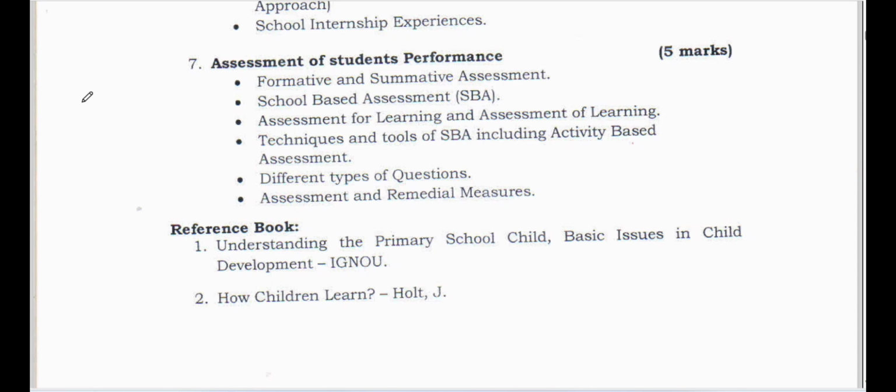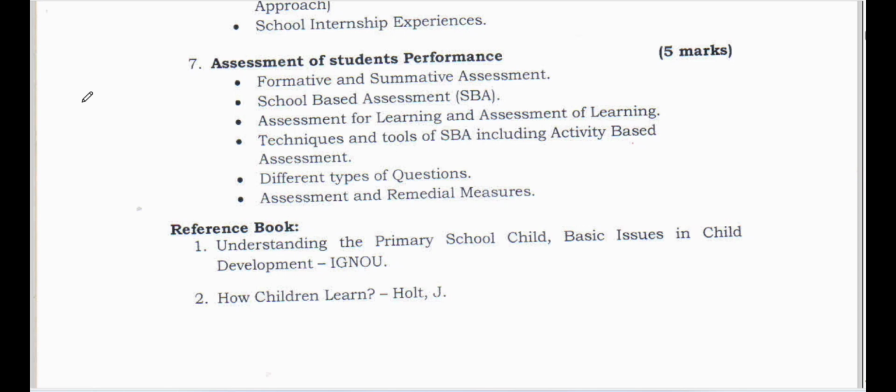Now, summative assessment means something which you are doing at the end of the session. For example, half yearly examinations, annual examinations. So these things come under summative assessment. Now, school-based assessment. Now, SBA, this full form also you should know very well. SBA means school-based assessment. So how are we assessing the children in the school?